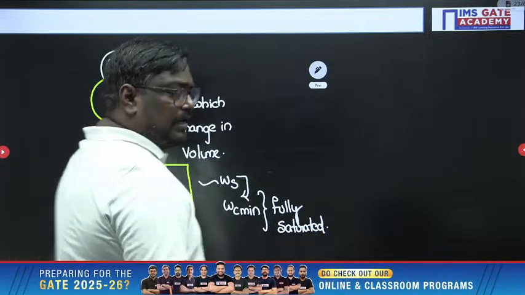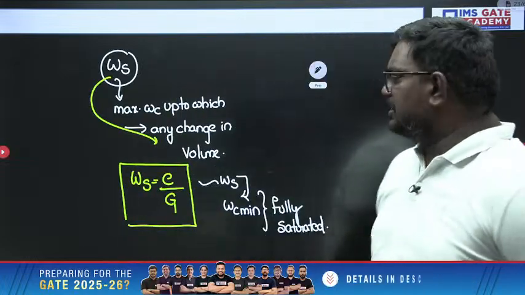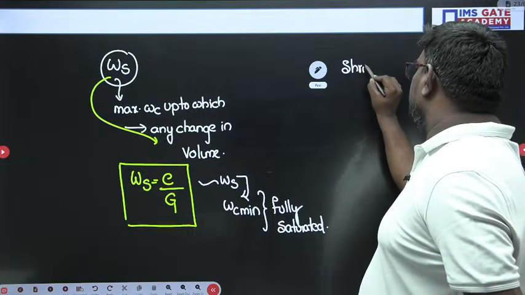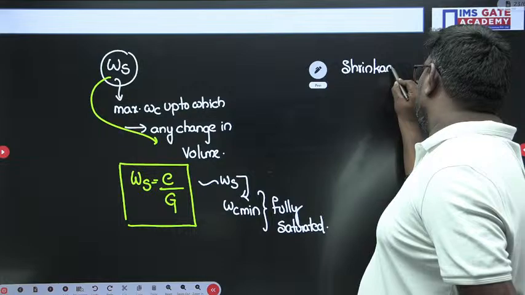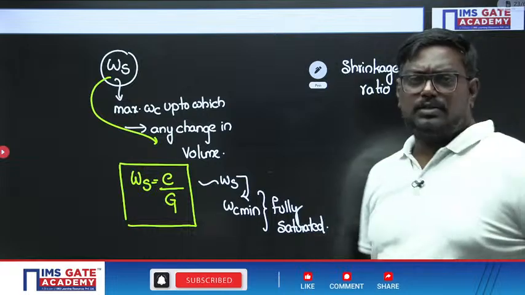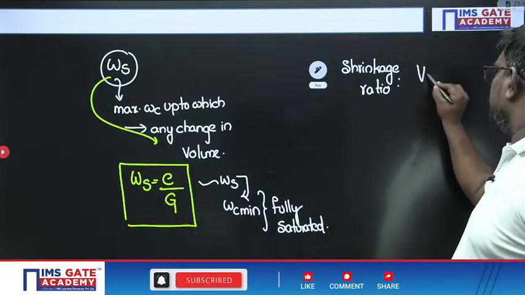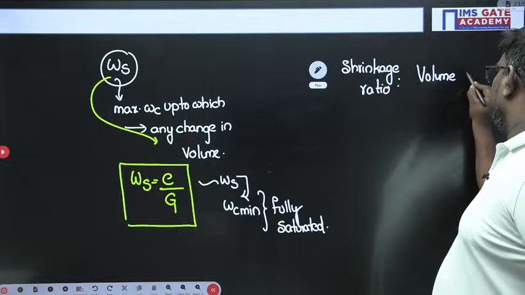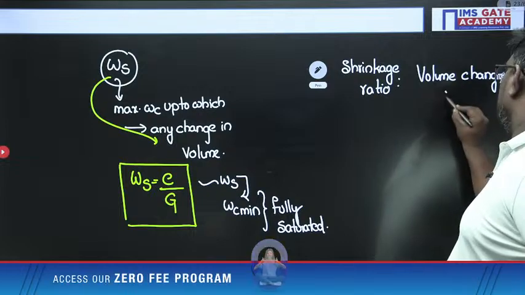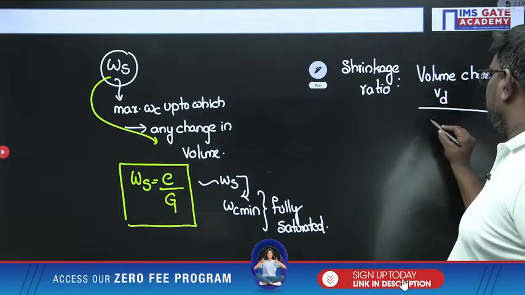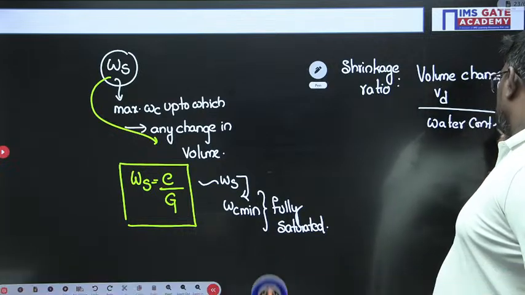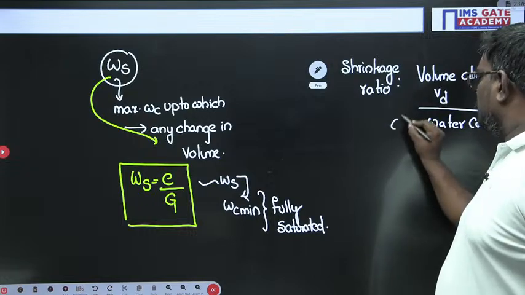Now, my dear students, if they ask you what the shrinkage ratio is, this is very important. The shrinkage ratio is the volume change in terms of dry volume to the corresponding change in water contents.